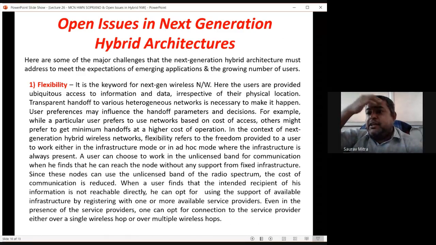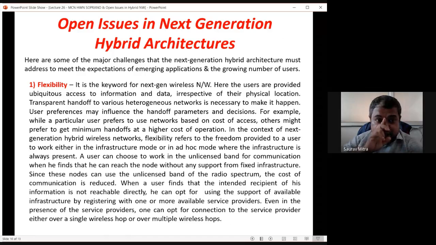Hybrid network architecture must be highly flexible because it is mixing infrastructure based as well as infrastructure less type of network. In flexibility, there is a keyword for next gen wireless network. Here the users are provided ubiquitous access to information and data irrespective of their physical location. Every user should be able to access whatever data and information they want to access. This is flexibility, a kind of freedom given to the user.